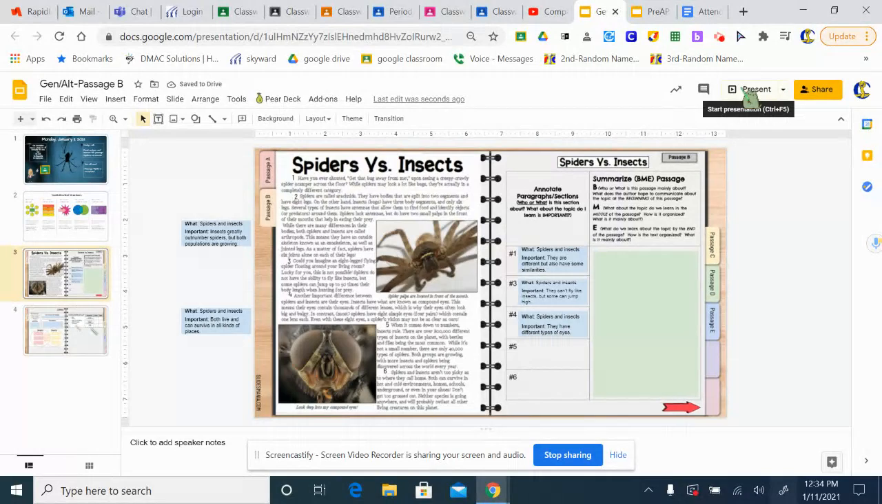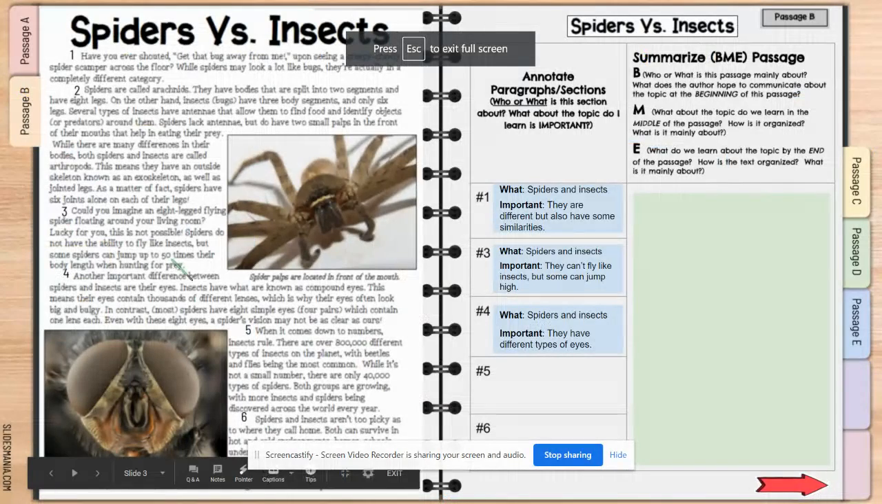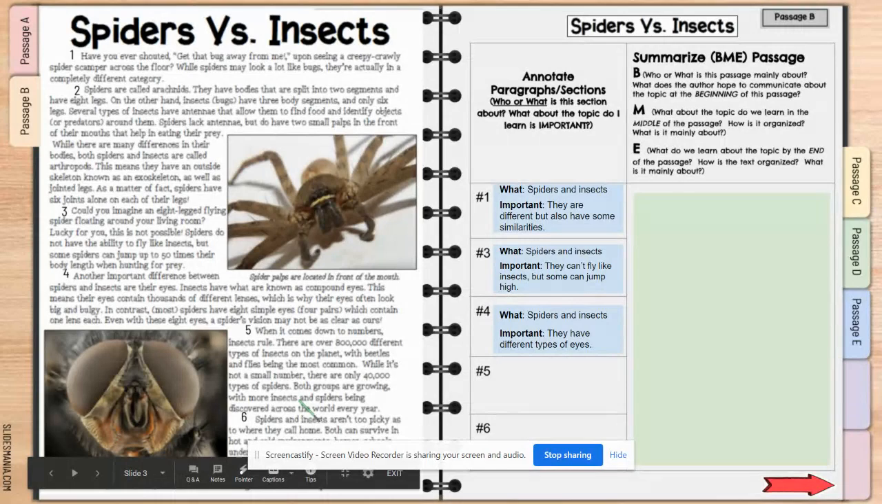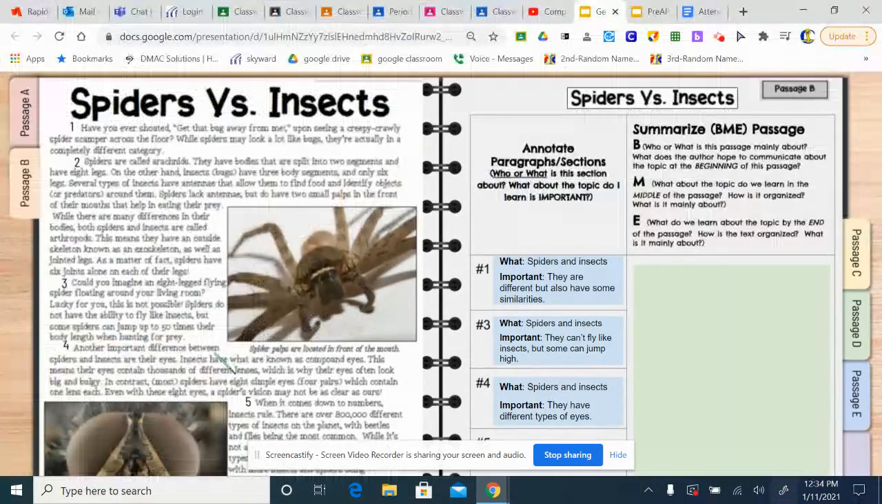Let's read paragraph 5. Paragraph 5. When it comes down to numbers, insects rule. There are over 800,000 different types of insects on the planet, with beetles and flies being the most common. While it's not a small number, there are only 40,000 types of spiders. Both groups are growing, with more insects and spiders being discovered across the world every year.